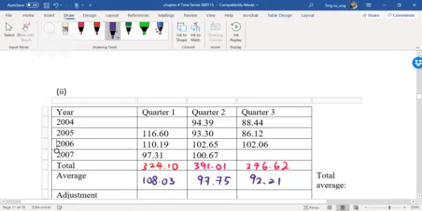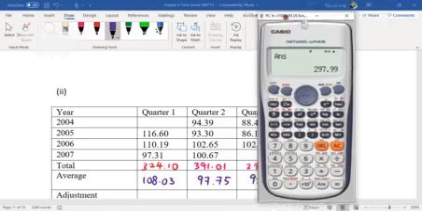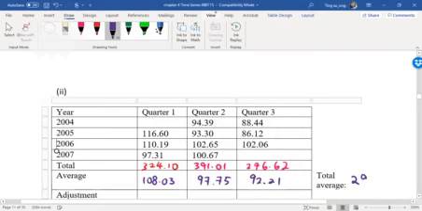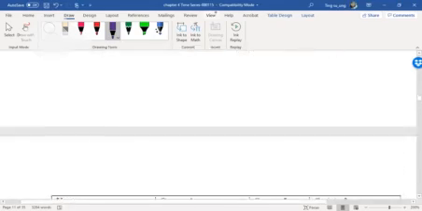And don't forget to total your average at the back. 108.03 plus 97.75 plus 92.21. Okay, so total up, how many items here? 3. So you just total up. Okay, so you have 297.99. Okay, do you need to make adjustment? The answer is yes. So you can turn to the back here.